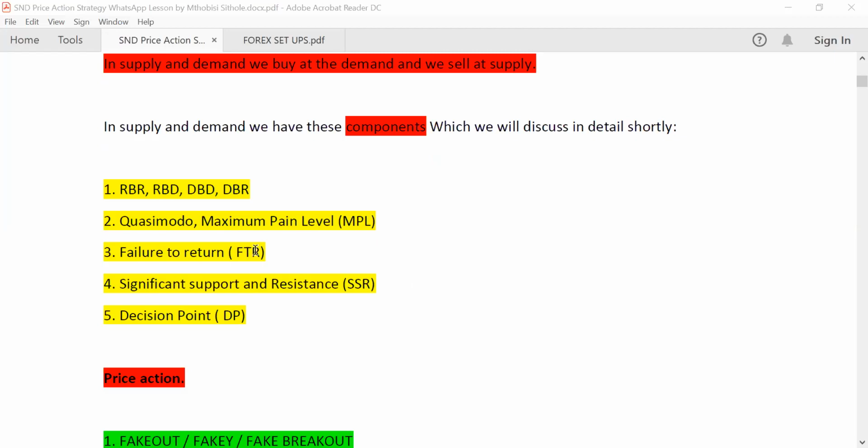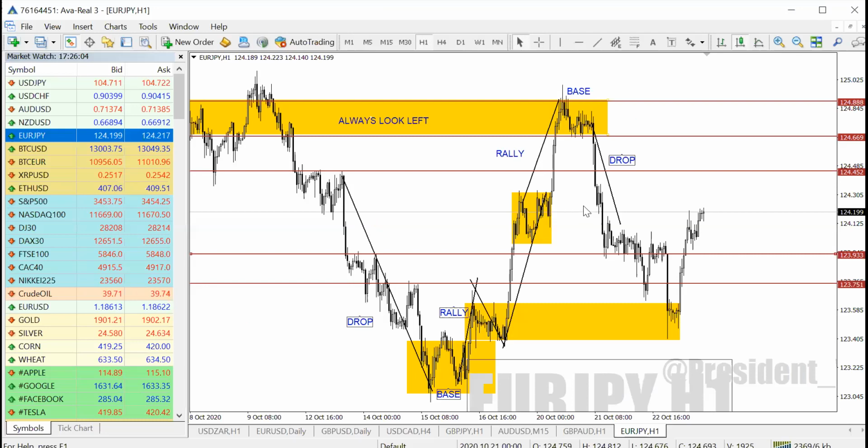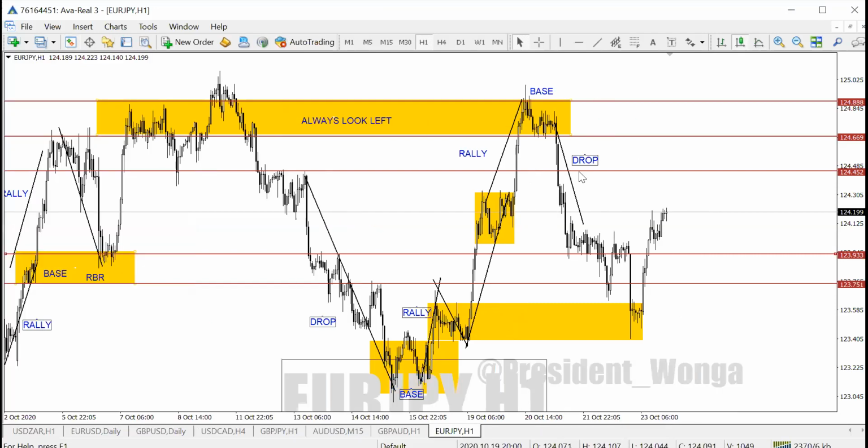Okay, let's just take a look at the chart so that you can have a bit of understanding. I think on part one we did discuss those things, but I'm going to be viewing it as a summary because now we have new people that have joined us on part two. So if you are doing technical analysis, you're always going to be looking left. Okay, this is EUR/JPY H1. So this is a rally, and then this is a base, and then that's a drop. So this here is a drop.